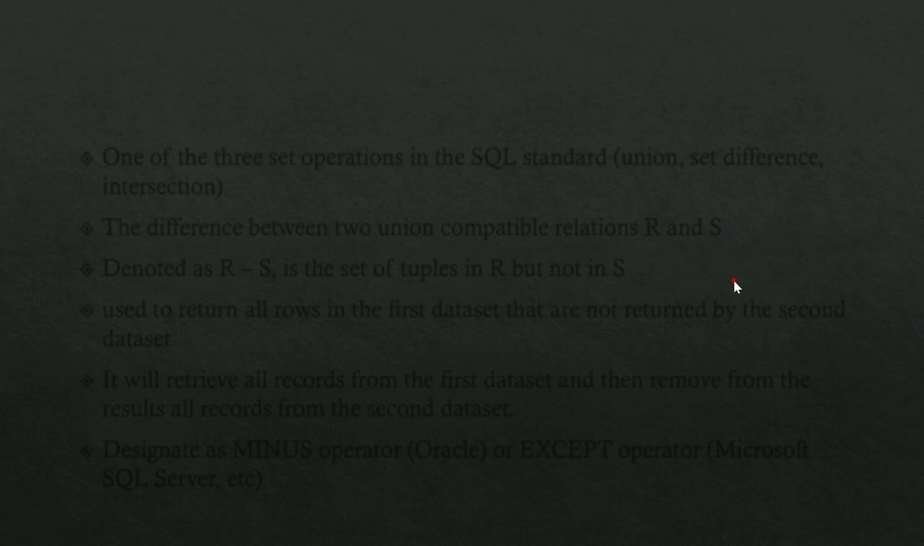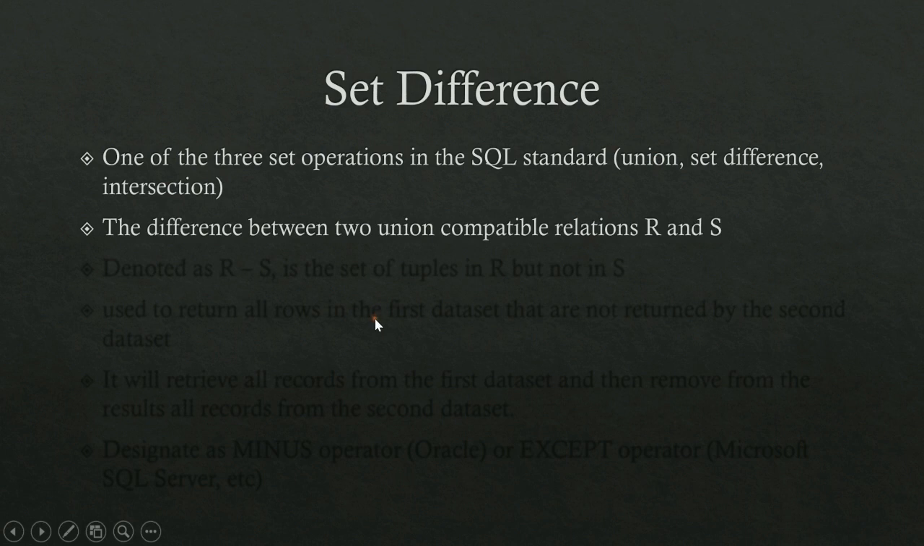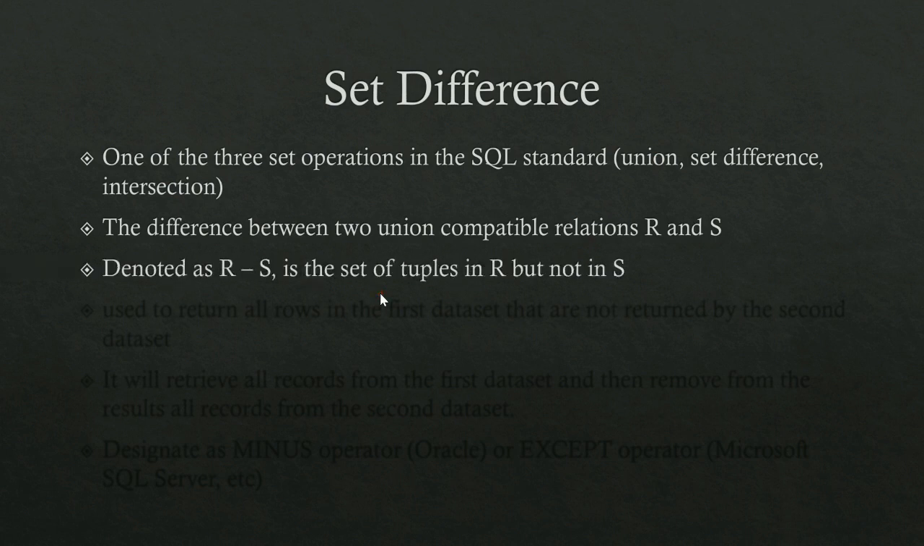So what is set difference? Set difference is one of the three set operations in SQL standard. The other two are union and intersection. It is the difference between union compatible relations. Let's call them R and S, which will be denoted as R minus S, which is the set of tuples in R but not in S.